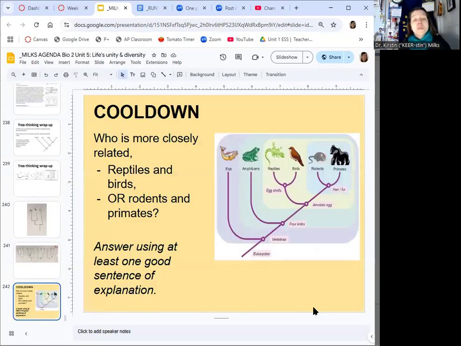By the way, who's more closely related here? Reptiles and birds or rodents and primates? They're equally related. It's a trick question. They are equally related because they share the common ancestor most recently for both of these. And there's no indication about time here.